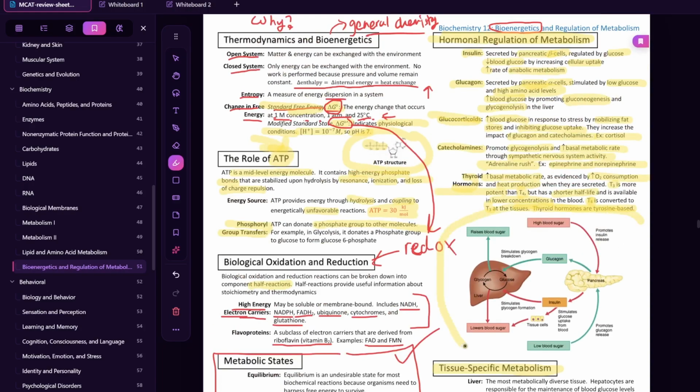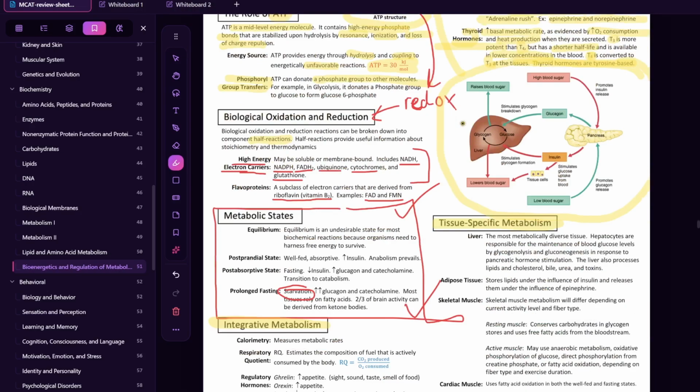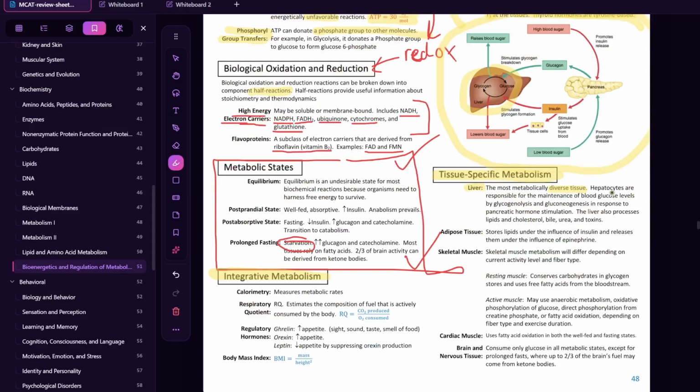So this is a good picture of what it's trying to summarize here. Then we have the liver, which is the most metabolically diverse tissue. So this is the liver, right? And so hepatocytes are responsible for the maintenance of blood glucose levels by glycogenolysis and gluconeogenesis in response to pancreatic hormone stimulation. The liver also processes lipids, cholesterol, bile, urea, and toxins.